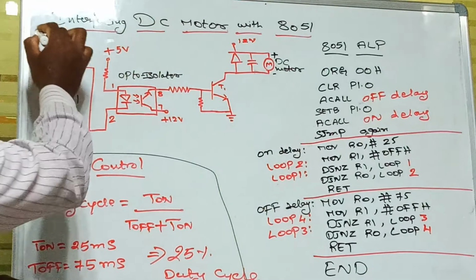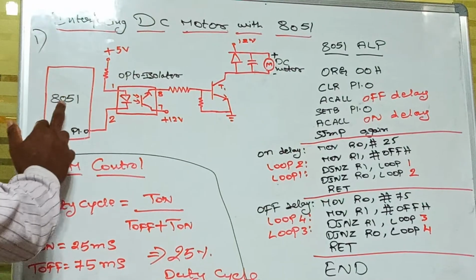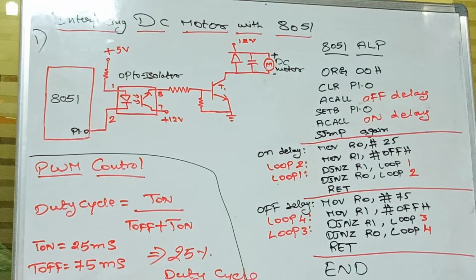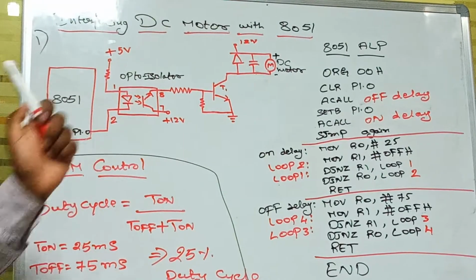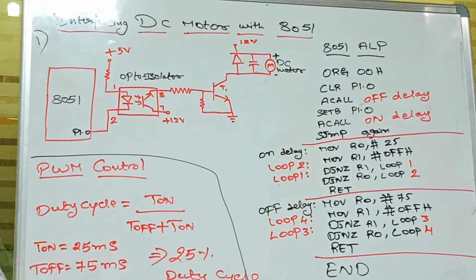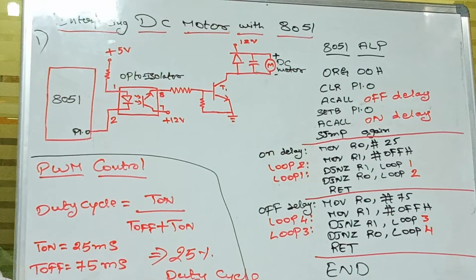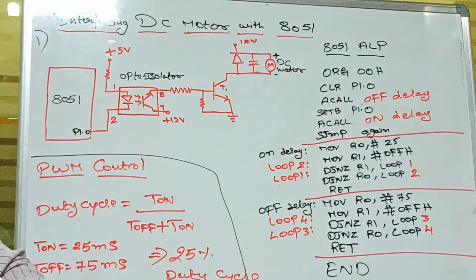Now I am going to explain how this circuitry works. This is an 8051 microcontroller chip. It is a 40-pin microcontroller chip which operates with a 5 volt power supply. It consists of 4 I/O ports, that is P0, P1, P2 and P3. Each port has 8 bits, means each port has 8 pins. Totally it has 32 I/O pins.